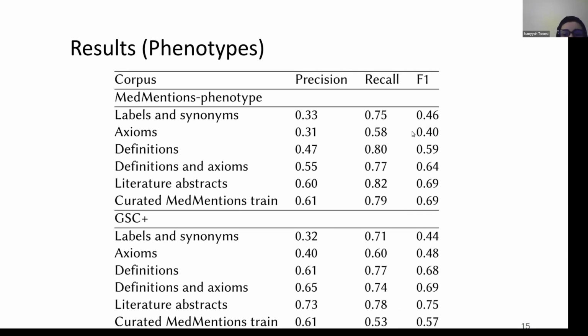We see a somewhat similar story with phenotypes. Again, with labels and synonyms, it's not very good, but once you move to definitions and axioms, there's a boost in performance. With literature abstracts, they do slightly better than definitions and axioms. And the models trained on the curated set perform nicely. Again, when we change the dataset, the model trained on the curated training dataset performs poorly, and our model, which was trained on definitions and axioms, does better, although the literature abstracts do even better than us. We'll discuss this in a bit.